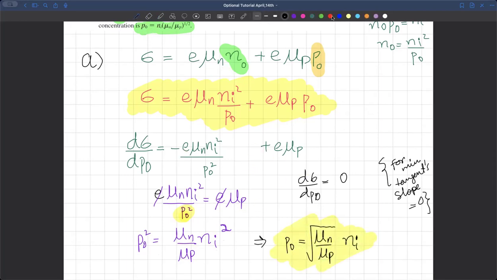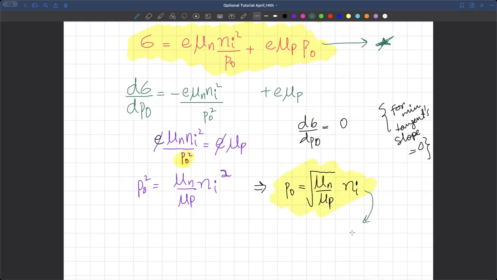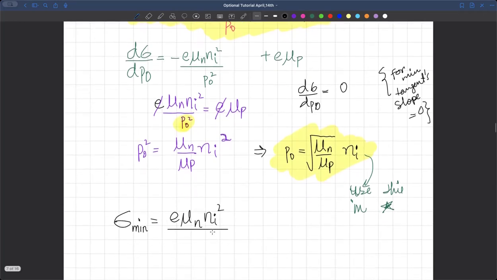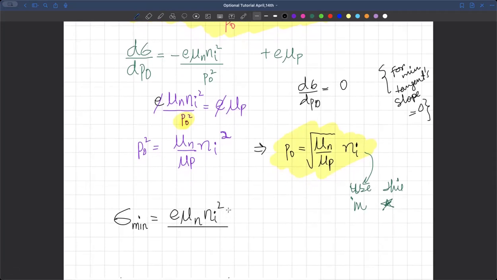Let's call this star. Now sigma would be sigma minimum, and it should be equal to e mu n n i squared over p naught. I'm just going to directly write it down, something like mu n, mu p, and here it should be n i.